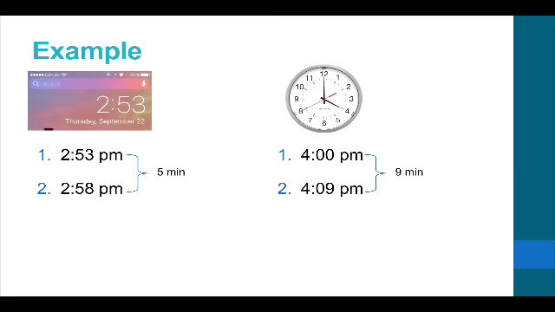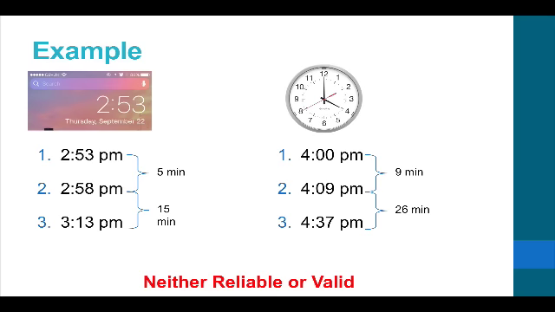Let's say you wait a little while again and you check your smartphone and the smartphone says it's 3:13. Now the clock at work is saying that it's 4:37. The thing to note here again is that your smartphone is saying 15 minutes have passed, but the clock at work is saying that 26 minutes have passed. So in this case, the clock at work is neither reliable nor valid.